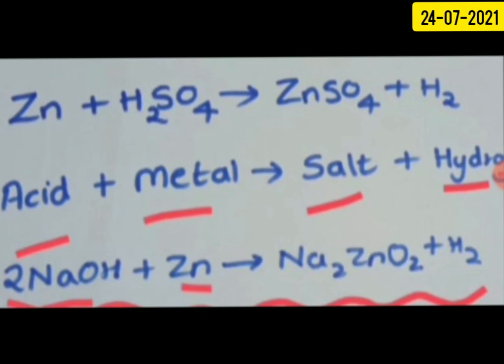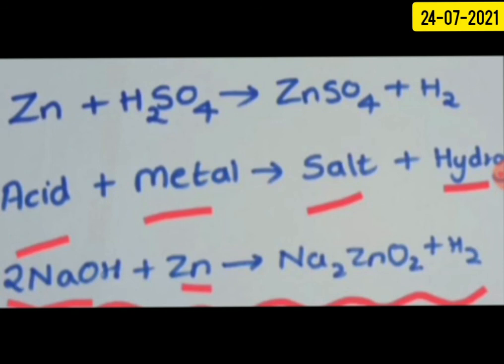So, when an acid and metal combine together, a salt plus H2 gas forms. Here, the acid is H2SO4 and the metal is Zn. They combine and form ZnSO4, which is a salt, plus H2. H2 comes out from the reaction. And in the case of bases, take NaOH. NaOH is a base. It combines with Zn, a metal, and forms Na2ZnO2 plus H2. So, a base reacts with a metal and also H2 comes out.